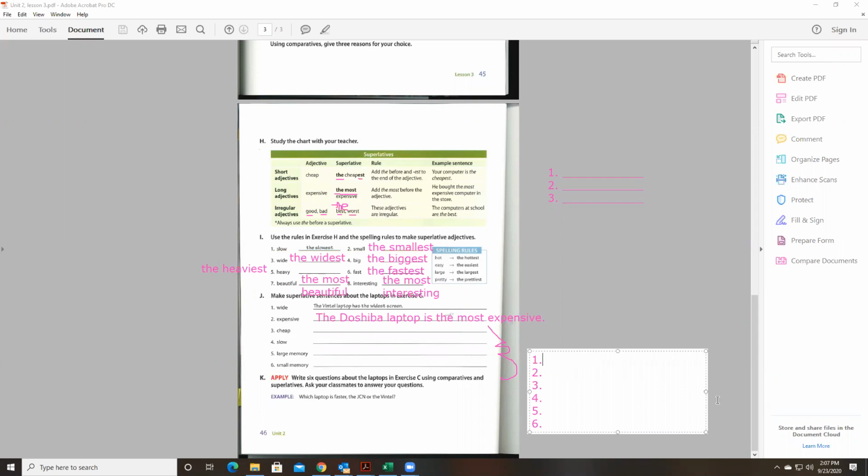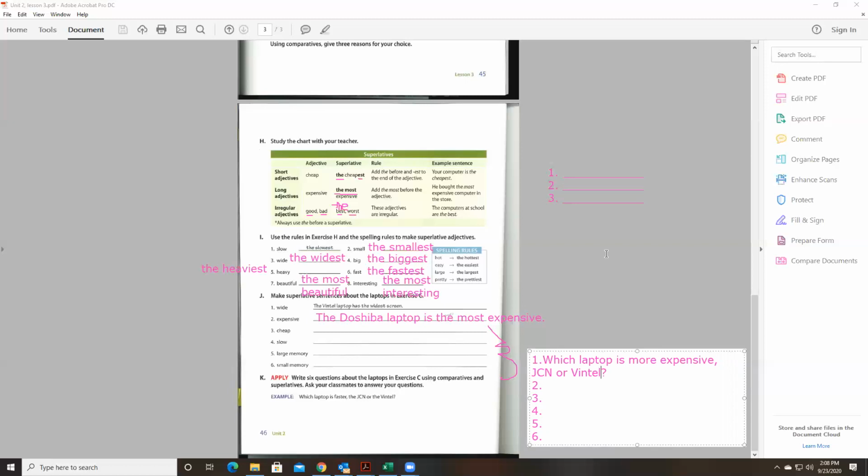So, you know, one of our questions can be something like, which laptop is more expensive? Okay, and we can say GCN or Intel. Okay, because we're comparing between the two, which one is more expensive? Okay, so you have to have those 6 sentences. Okay, I will also check these on Monday when you come in.